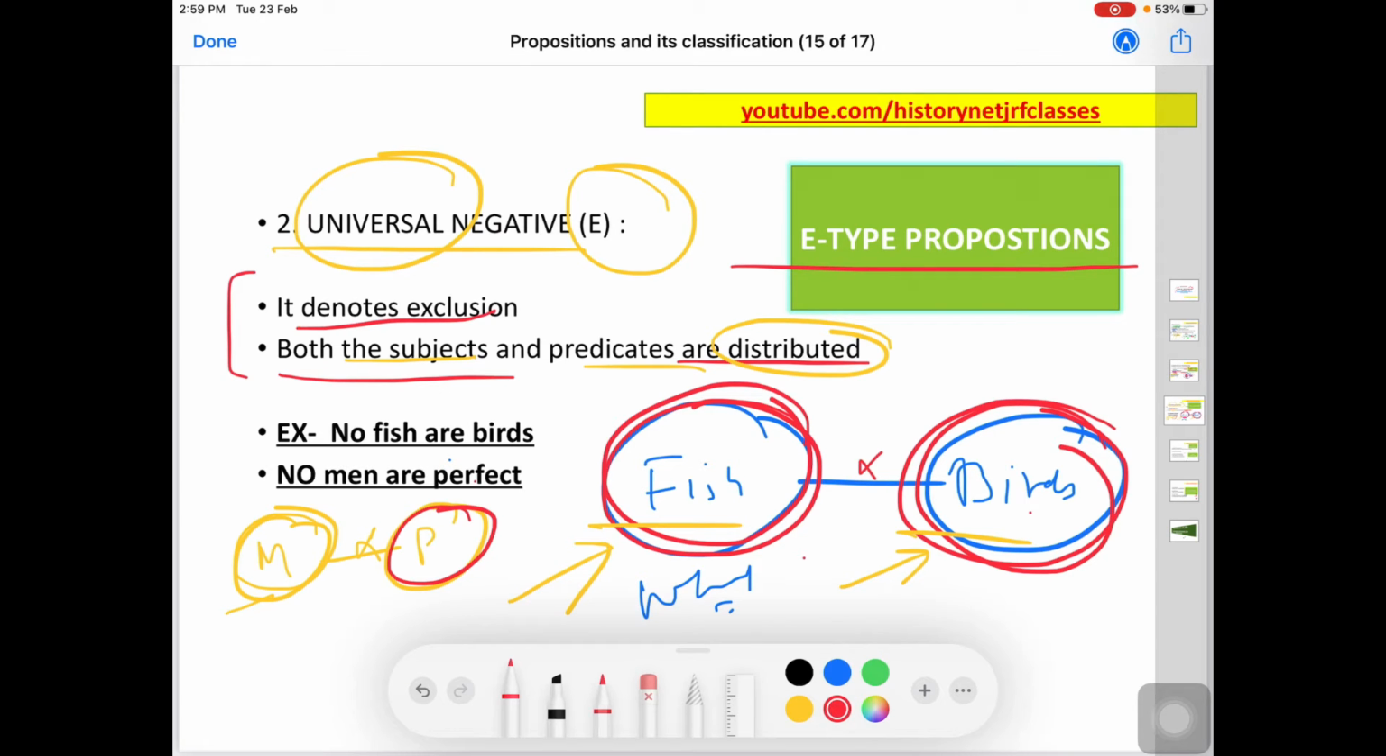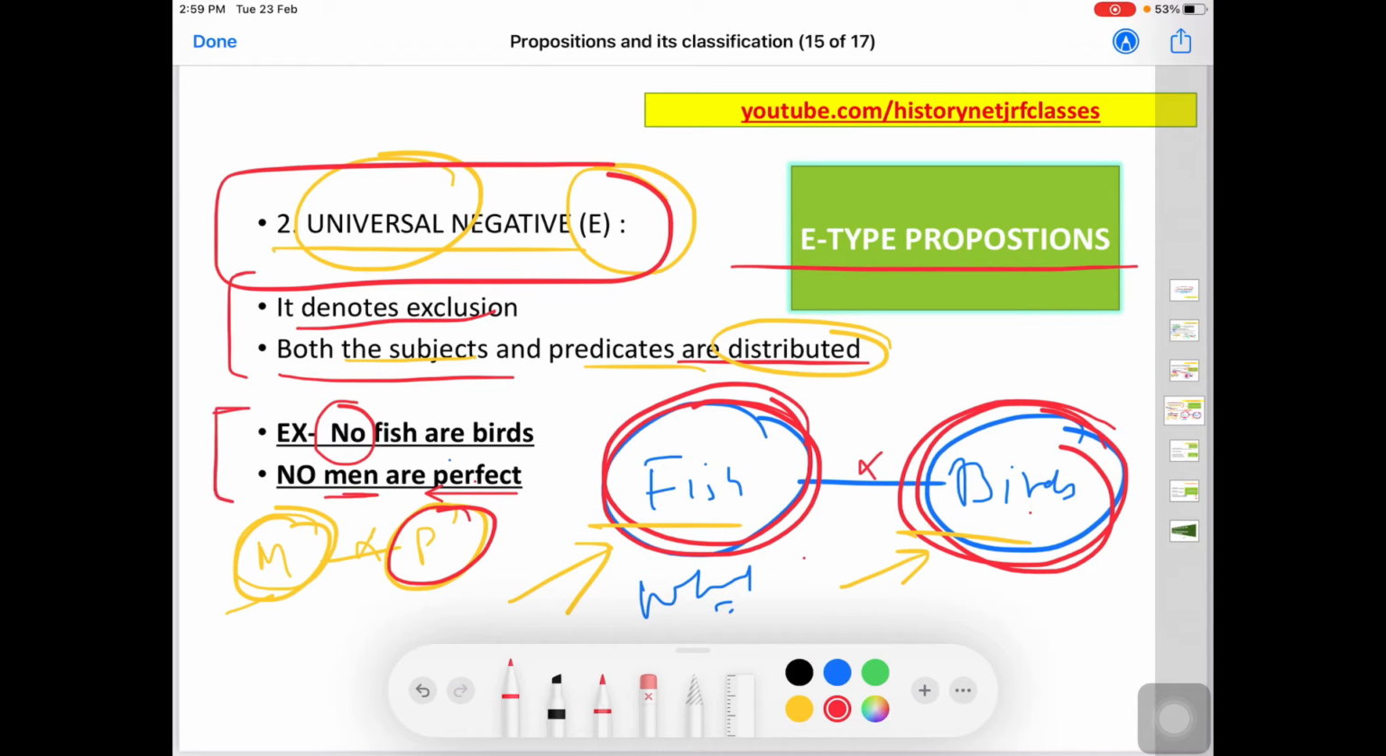That is why in this, both the subject and the predicate are distributed. And how is this sentence universal negative? Because it is talking about "no," so it is negative, and it's talking about the whole species of fish or whole class of men. So it is going to be universal negative, denoted by E.